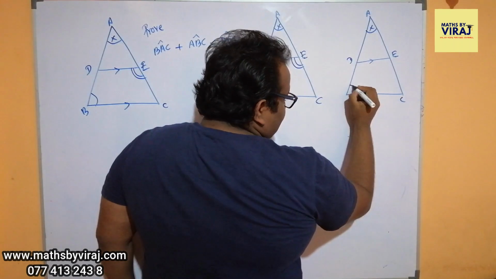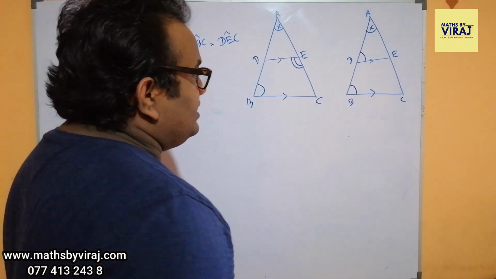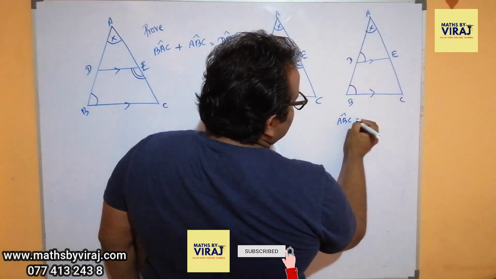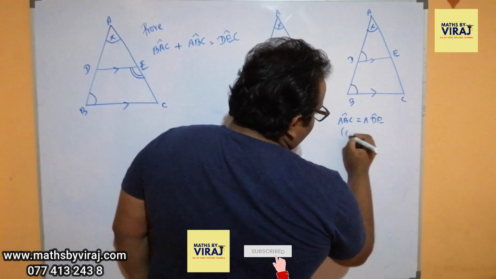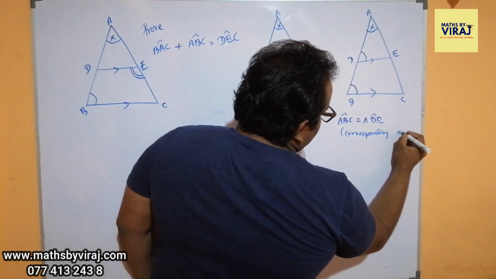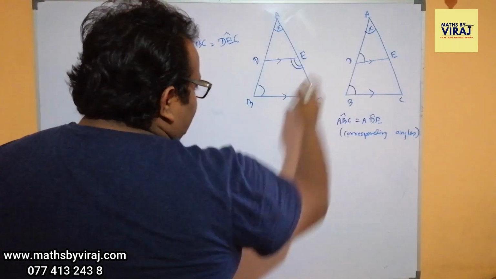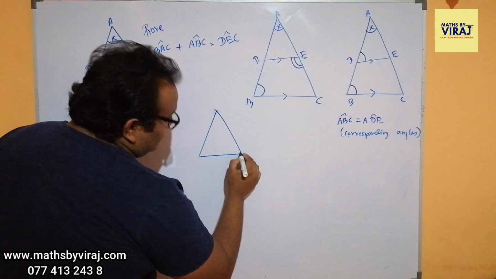Now let's consider the whole diagram and think about the two parallel lines DE and BC. We can say that this angle is equal to this particular angle. Very easy. We can say that angle ABC is equal to angle ADE. Why? Corresponding angles.